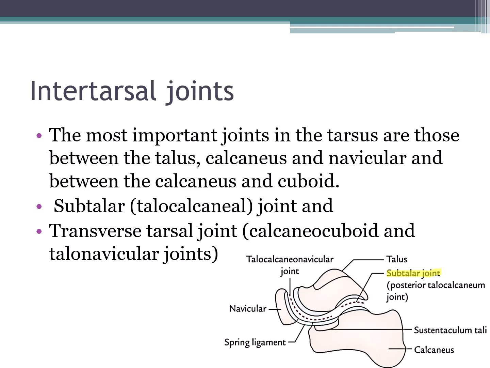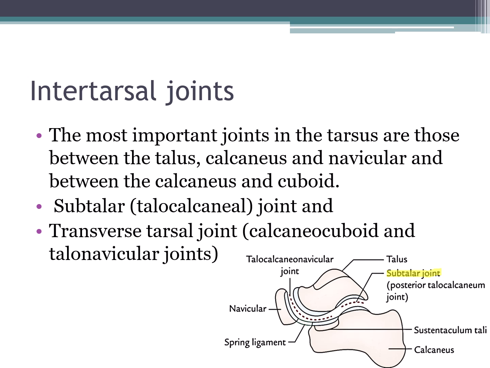Now coming to the important intertarsal joints, that is the joints which are present among the tarsal bones. Now you should be knowing the details of the tarsal bones. Now the most important joint is the joint which is formed between the talus, the calcaneum and the navicular bone, and again another joint which is present between the calcaneum and the cuboid.